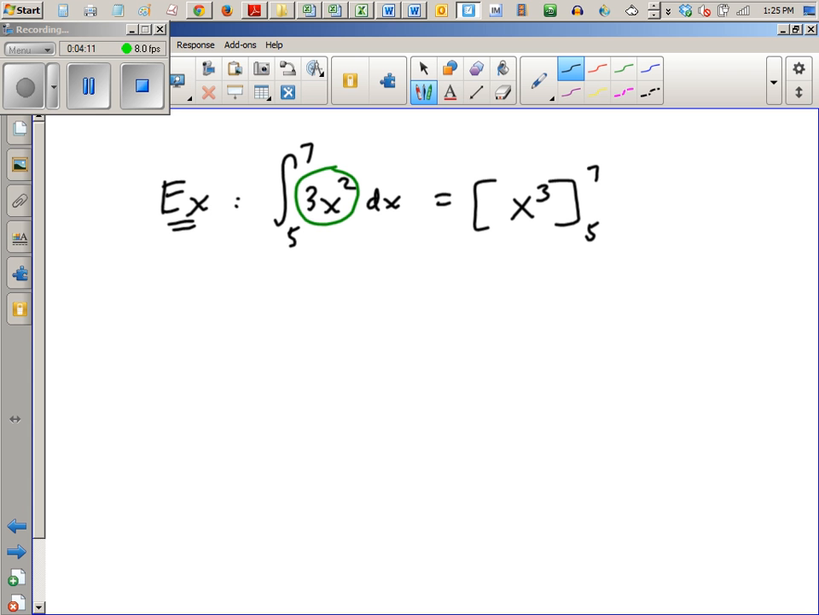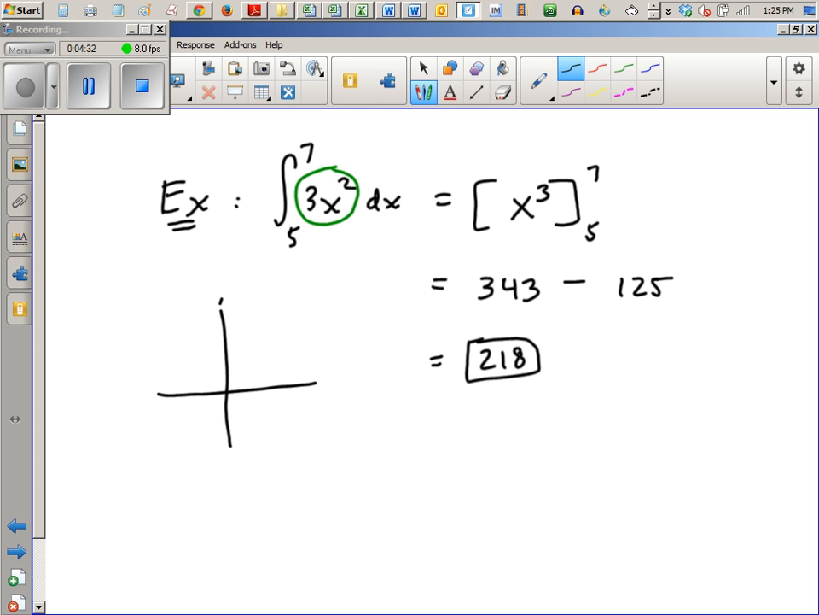And now I'm just going to plug in 7 and 5 and take a difference. So it's 343 minus 125. That's really simple. Except I don't know what that is. 218, that sounds right. Yeah, and this is the area under the 3x squared curve between 5 and 7. It's a rather large positive area.